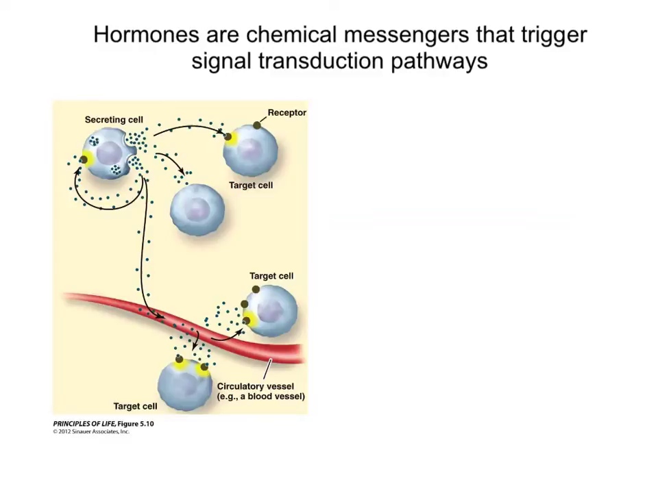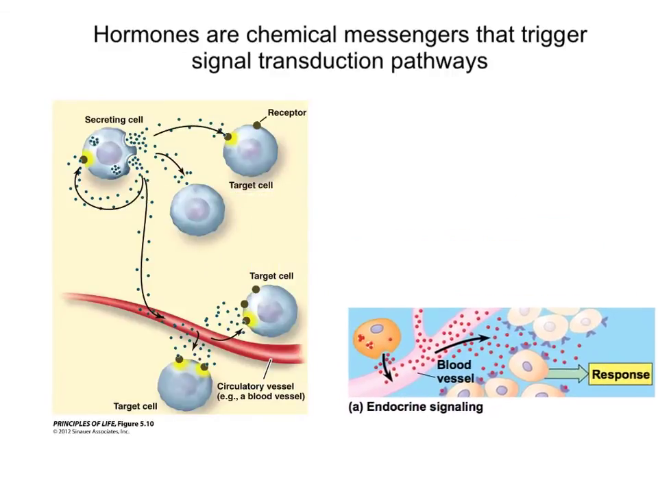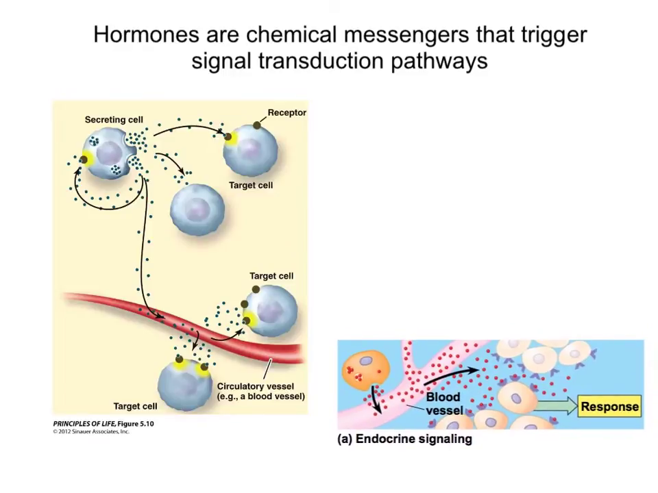So these are going to be chemical messengers. They're going to trigger those signal transduction pathways. They're going to have to travel through the circulatory system to be able to cause their effect. They're going to go to a different part of the body. If we look here, you can see that your cell here, your endocrine gland, released the hormone. The hormone traveled through the blood vessel, and then it would cause a response on cells a long distance away. So these are going to activate transduction pathways.